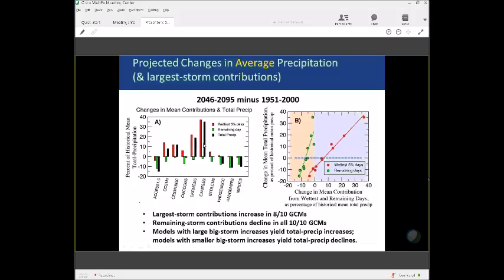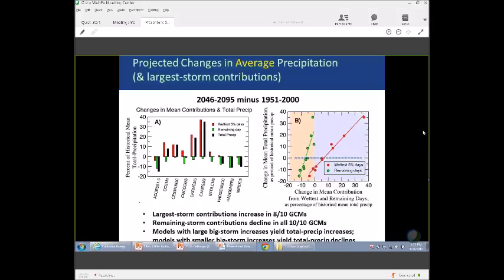Okay? That's saying that basically, we are seeing some models getting wetter, some models getting drier. The way we will get wetter is by having our largest storms get larger. It's not exactly the way you might want to see it happen, but large storms are at best a big important part of our future.